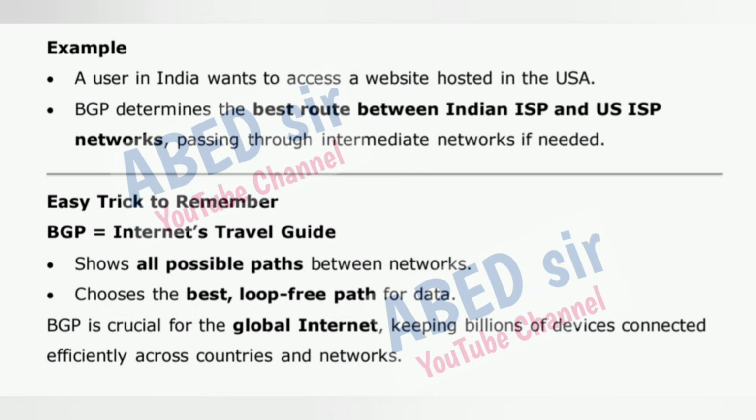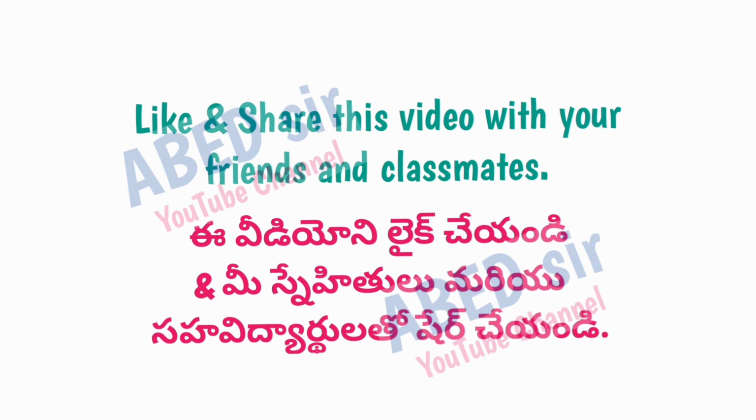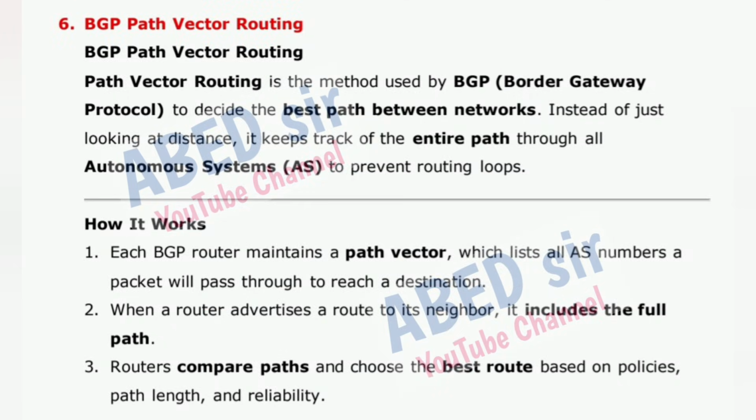Easy trick to remember. BGP is equal to Internet's travel guide. Shows all possible paths between networks. Chooses the best, loop-free path for data. BGP is crucial for the global Internet, keeping billions of devices connected efficiently across countries and networks. Next important short question is 6.